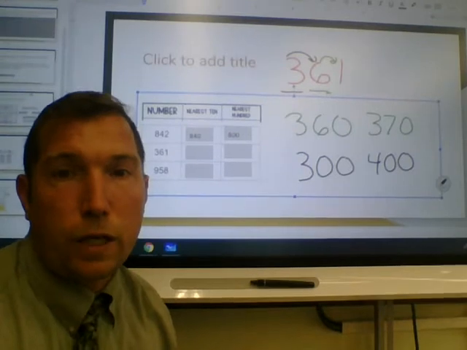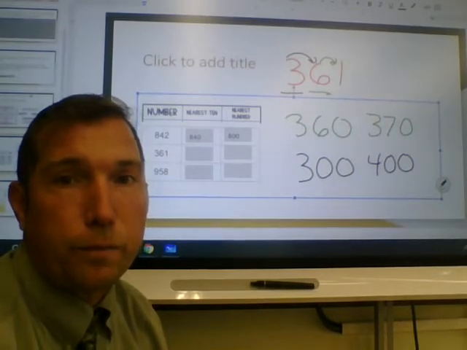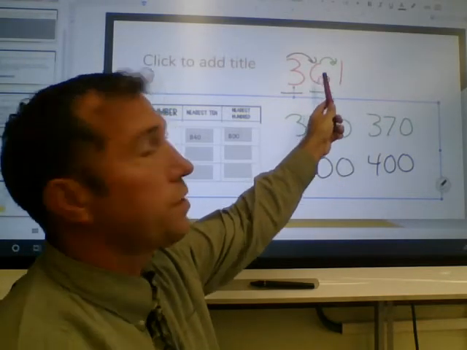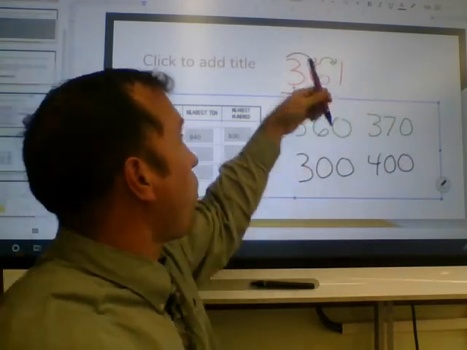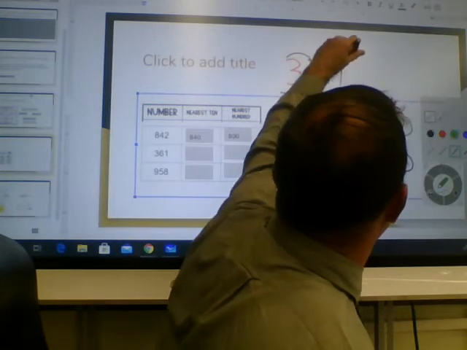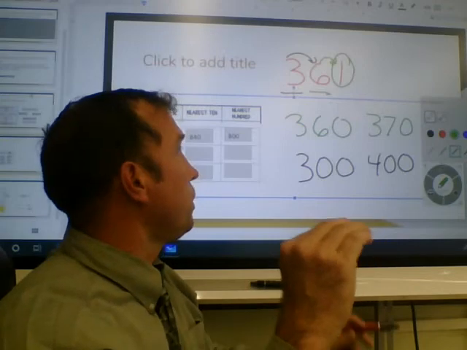So now I'm going to try to see if I can do both of these at the same time. So I have 361. The nearest 10 I did in green. That means the 6 is either going to stay a 6 or it's going to bump up 1. And that 1 is the number that tells me what to do. In this case, my 1 is one of my lower ones. I'm not halfway. 0 through 4, round down.